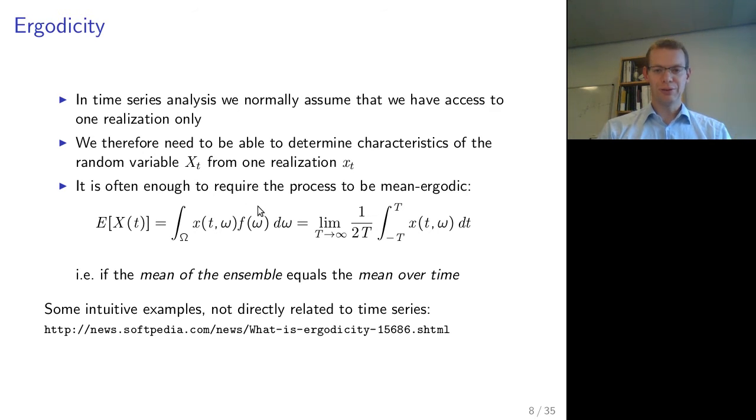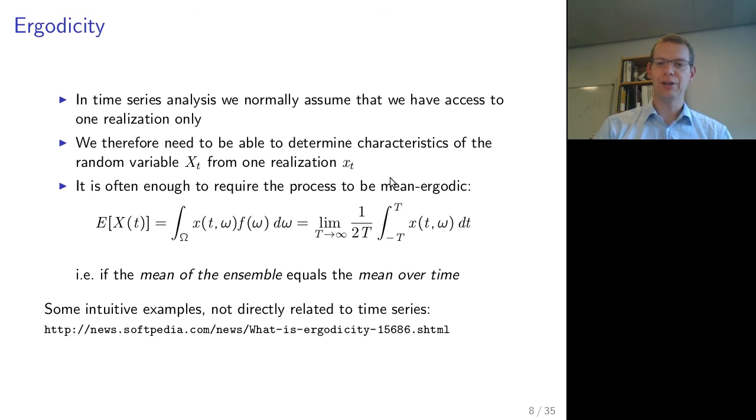What we typically do is we require that a process is so-called mean ergodic, which, if you look at the first part, stopping here, we have the expectation of xt is the integral of x over the sample space. This is the usual definition. If the process is mean ergodic, that equals, for the limit, the integral of x of t comma omega for the particular realization that we're looking at, normalized by 2t, as in the width of the integral.